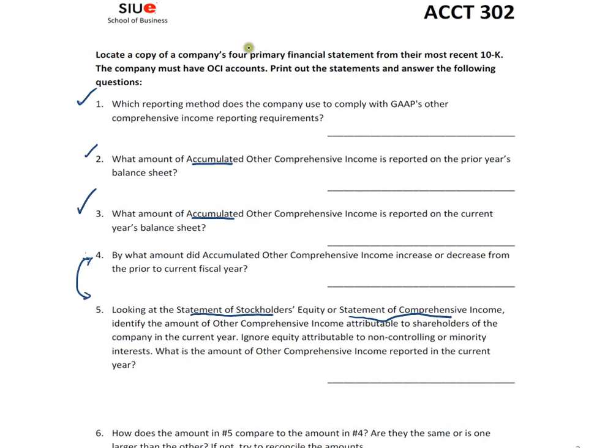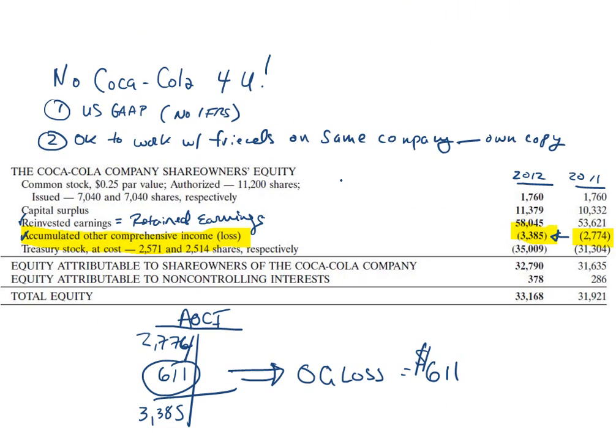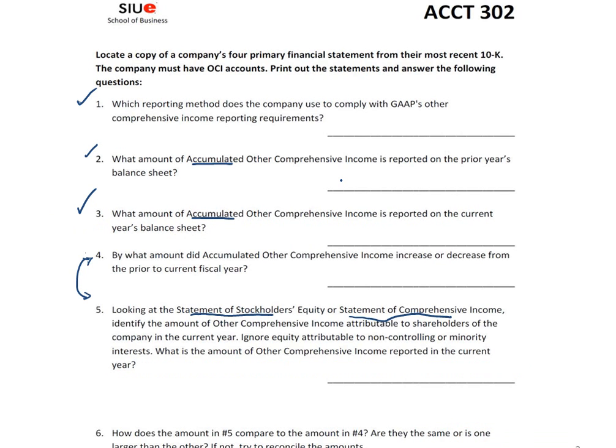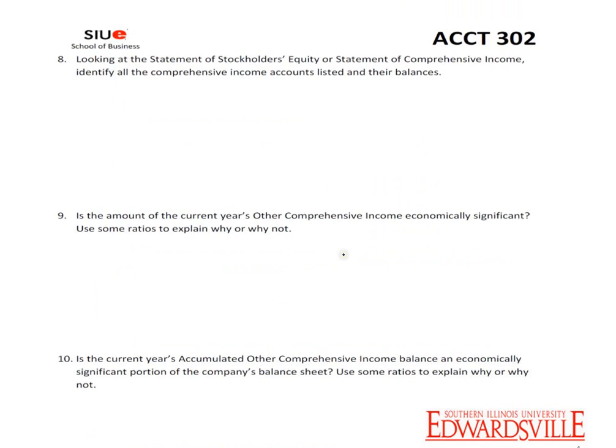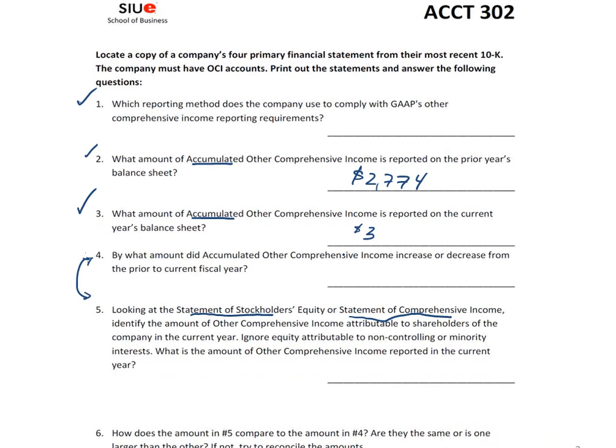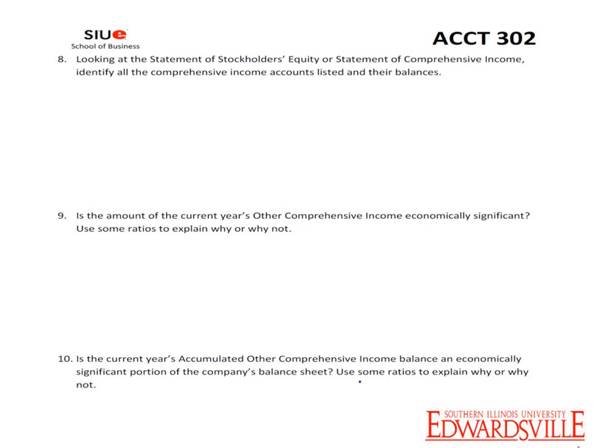Okay. So for those of you playing along at home, what we could do right now is remember the numbers, 2774 and 3385, a difference of $611. So now we're going to look at the statement of stockholders' equity and the statement of comprehensive income, if there is one, and try to reconcile that other comprehensive income amount.